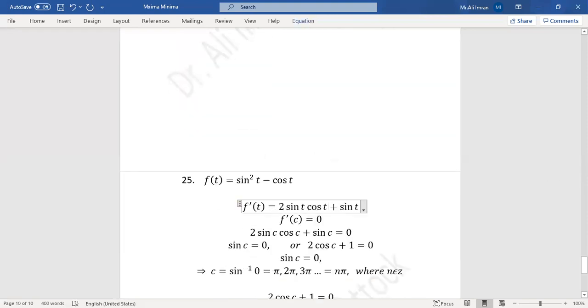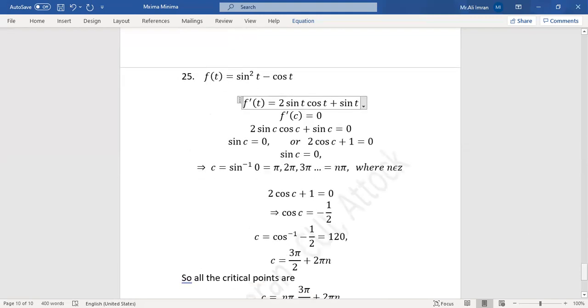Now we will find the critical points for a trigonometric function. Question number 25. f of t is equal to sine square t minus cos of t. First of all, we find the derivative. f prime of t is equal to 2 sine t cos of t plus sine of t. For critical points, we put f prime of c is equal to 0. We will get 2 sine c cos of c plus sine c is equal to 0.